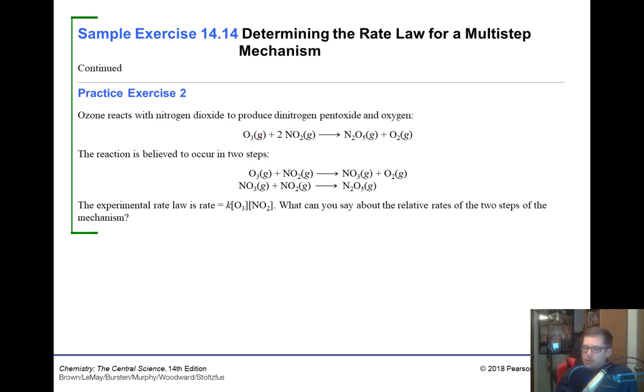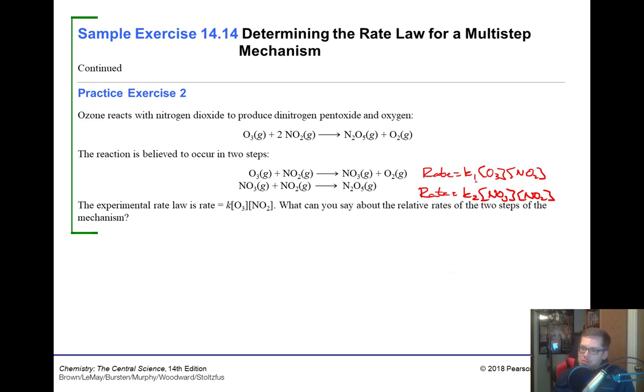The first thing you do is see whether there's a difference in the molecularity. They're both bimolecular, so we can't tell anything by that. The second thing I would do is write out the rate laws for these two steps. The rate of this one would be k1 times the concentration of O3 times the concentration of NO2. And the rate of this one would be k2 times the concentration of NO3 times the concentration of NO2. And you can tell, number one, in order to make this work, we'd have to do some algebra magic to get the NO3 to go away.